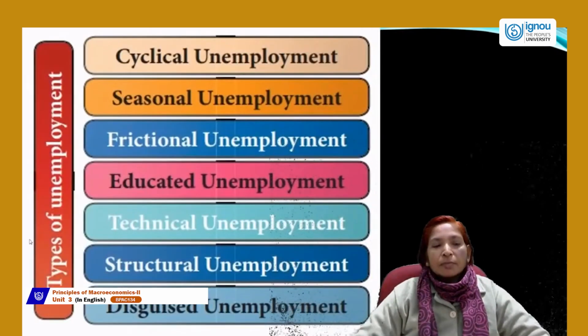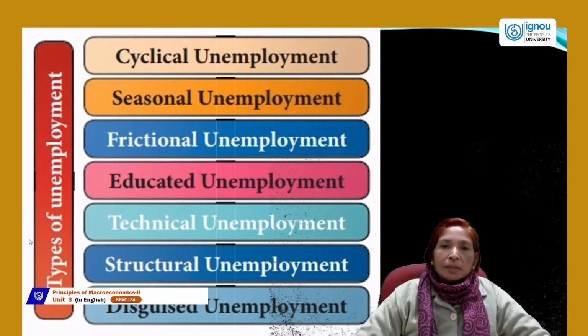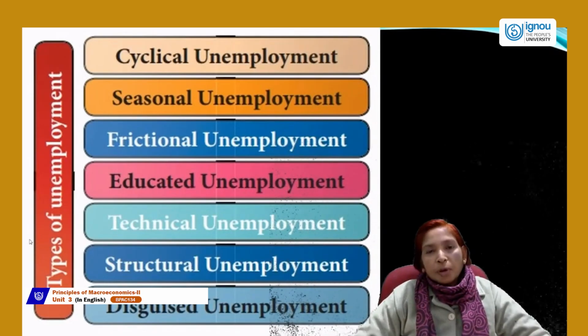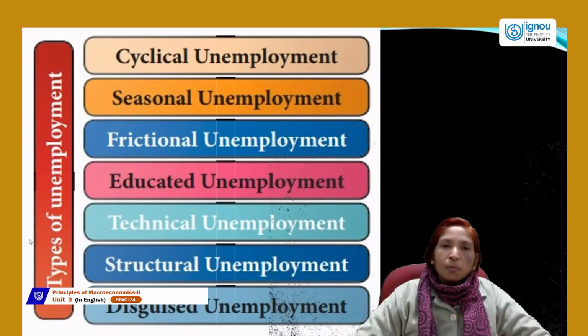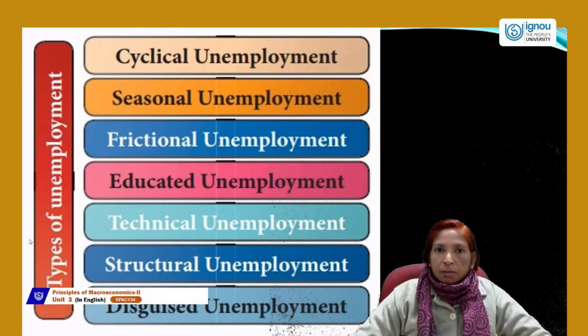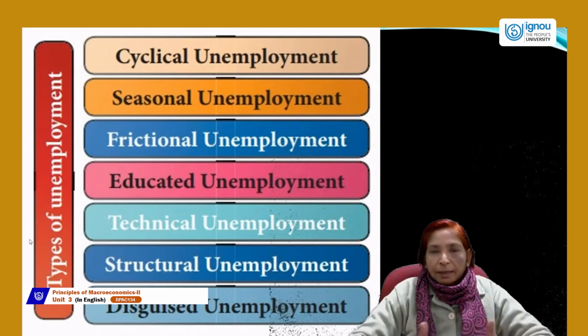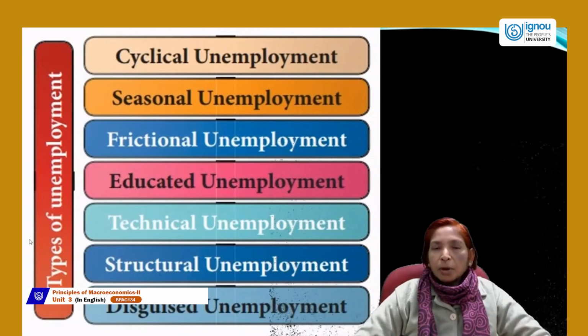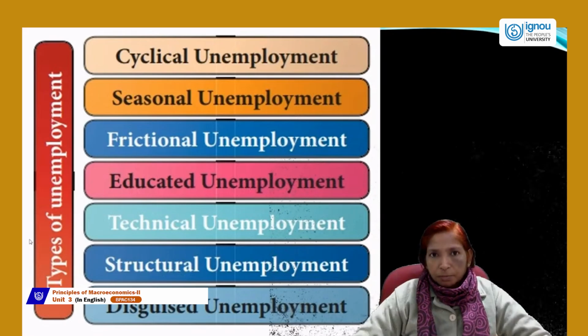Now next is the various types of unemployment. How many types of unemployment exist in an economy or in the whole world? Broadly, if we categorize unemployment, it can be classified into two groups. One is rural unemployment and the other is urban unemployment.